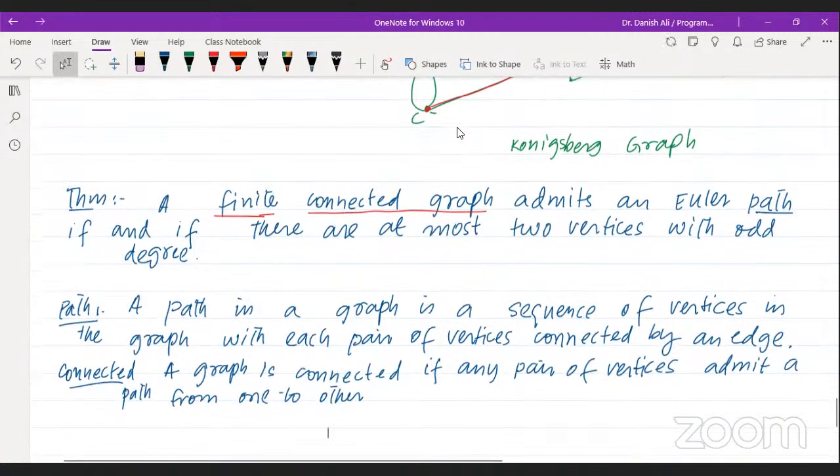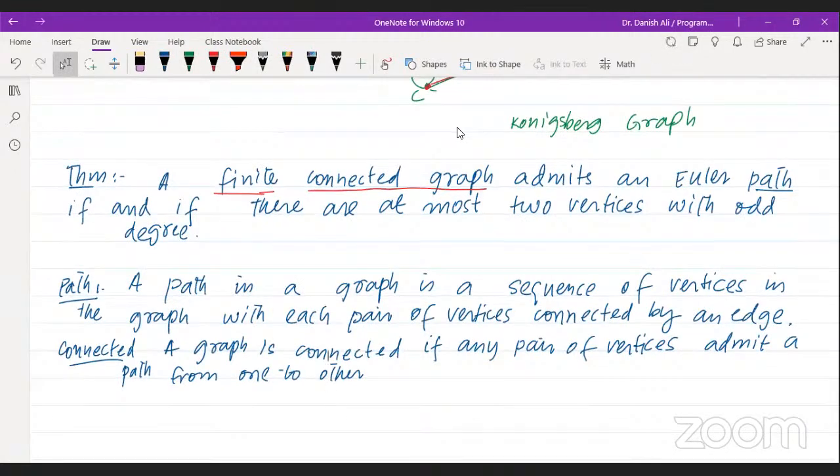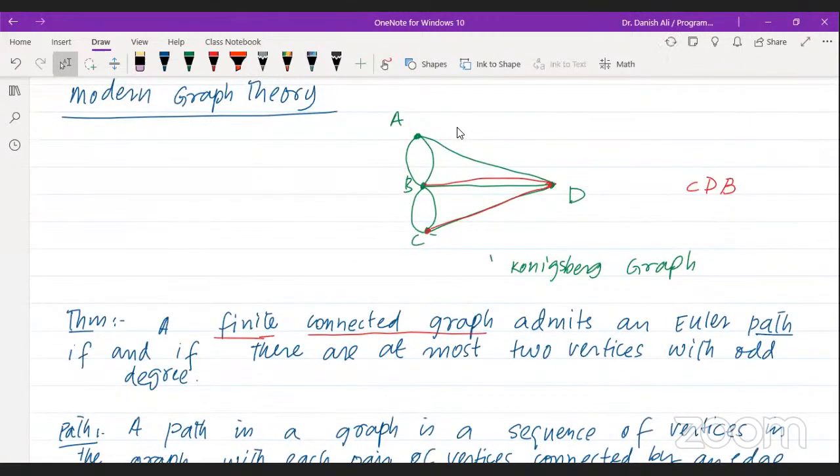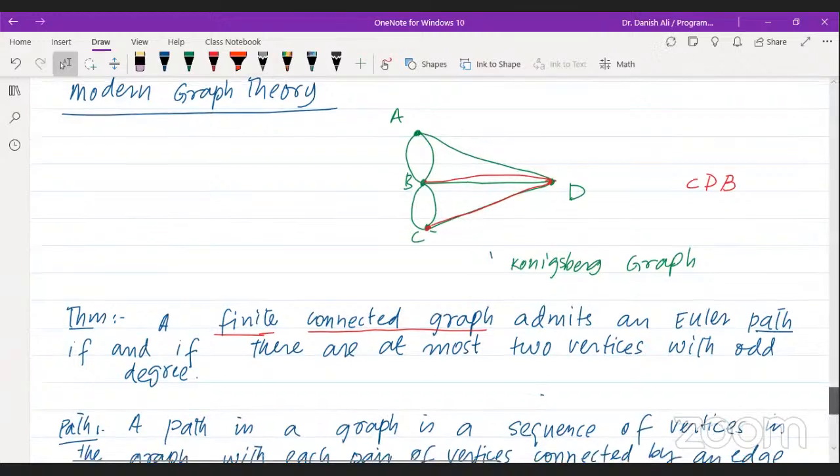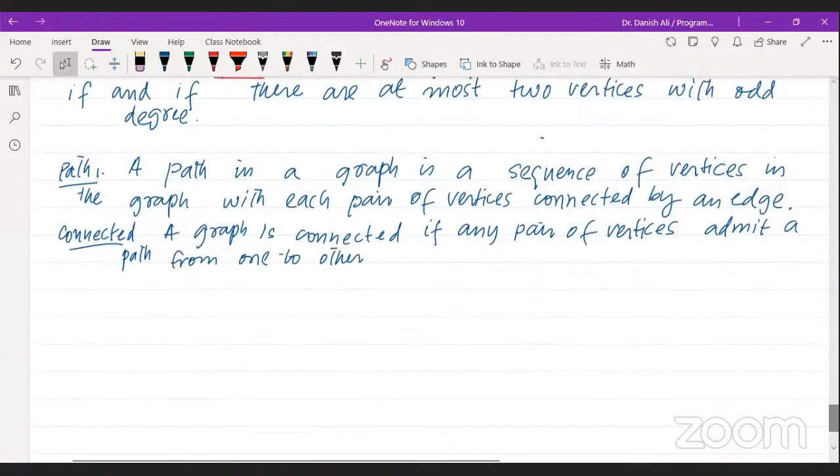Okay, so connected graph. The Königsberg graph is an example of a connected graph in which every pair of vertices can have a path. Let's suppose from A to C, you can come from A to B and then B to C. You have A to D, and for example, you have B to C. So every pair of vertices has a path. So that's why this is a connected graph. So a graph is connected if there is a path for any pair of vertices.